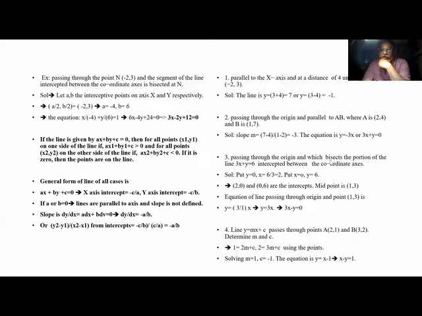Passing through the origin which bisects the portion of the line intercepted between the coordinate axes. It is passing through the origin and bisects, and the bisect point is on the line. So if 3x plus y, what are the coordinate axes here? When I put y is 0, x is 2. When I put x is 0, y is 6. So the points are 2, 0 on the x-axis and 0, 6 on the y-axis. So what is the midpoint of this? This is equal to 1, this is equal to 3. So 1, 3 is the midpoint, and so y is equal to 3x. This is the equation.